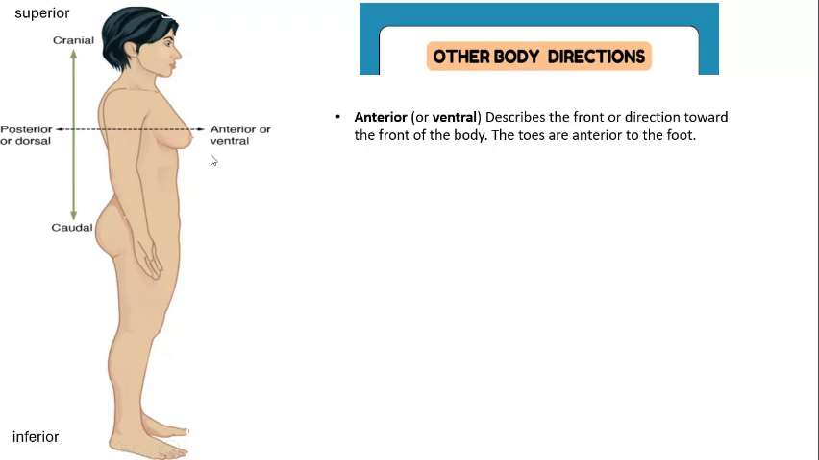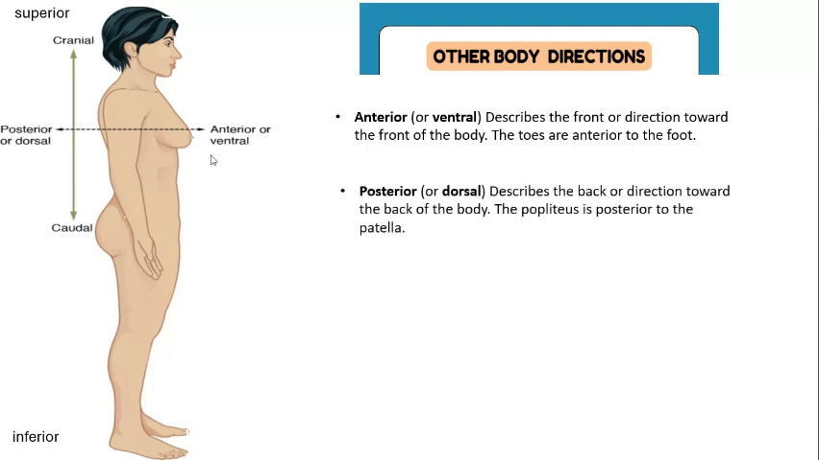When we look at anterior, it means something in front. So it looks at the direction of the body towards the front. We're looking at something in the direction of the front of the body. For instance, the toe is in front of the body. So we look at anterior as something in front of the body.